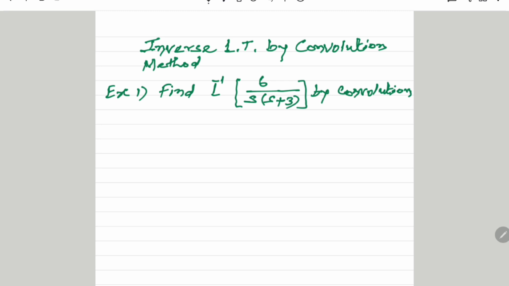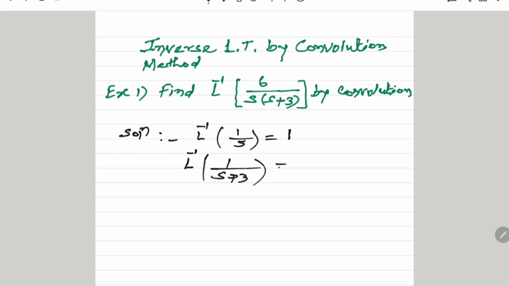First example, find the inverse of 6 upon s multiplied by s plus 3 by convolution method. Whenever we require to find the inverse by convolution, we have to obtain the inverse of the first term, that is 1 by s. Standard result, it is 1. Inverse Laplace of the second, 1 upon s plus 3, is e raised to minus 3t.